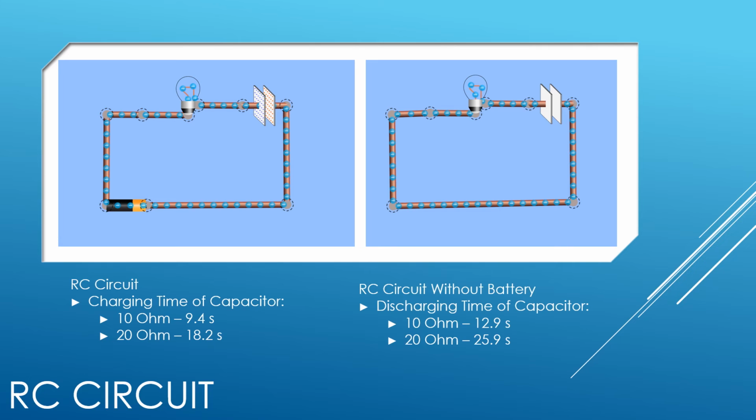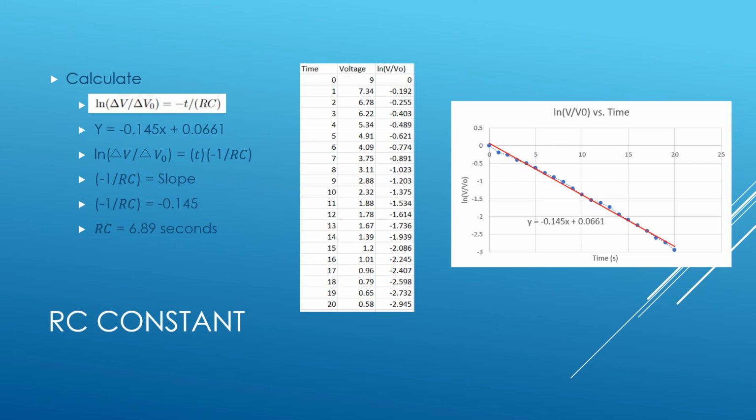The charging time for the capacitors, for at least the 10 ohm light bulb, was about 9.4 seconds, and the 20 ohm one is about 18.2 seconds. This makes sense because the 20 ohm one is about twice the amount of resistance as the 10 ohm light bulb. When we take the battery out, the discharging time of the capacitors, for at least the 10 ohm light bulb, was about 12.9 seconds, while the 20 ohm one had about 25.9 seconds.